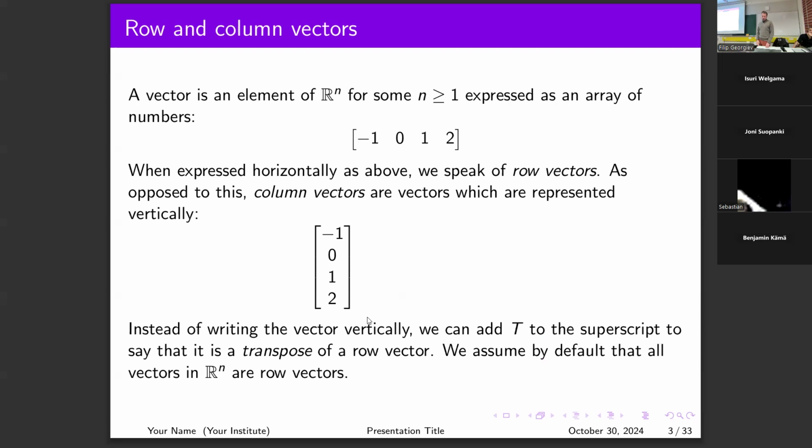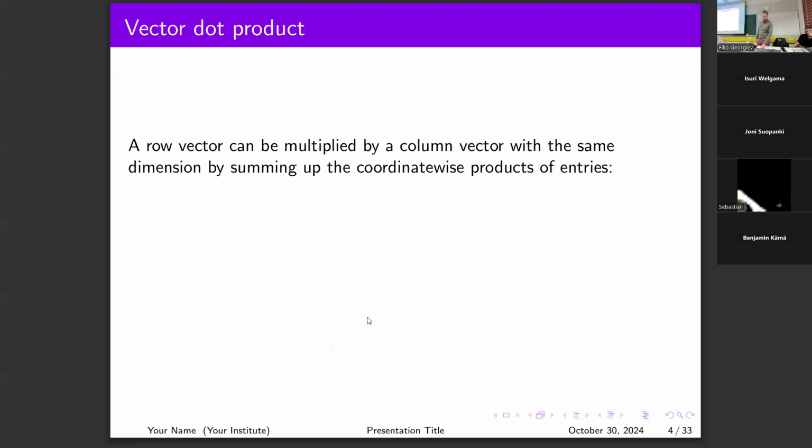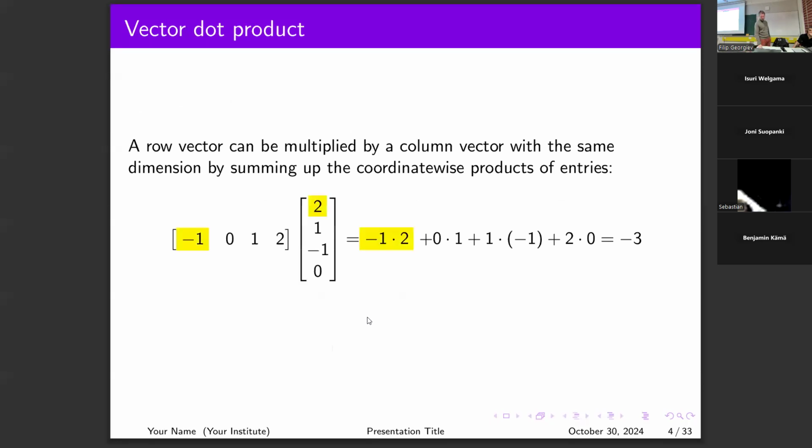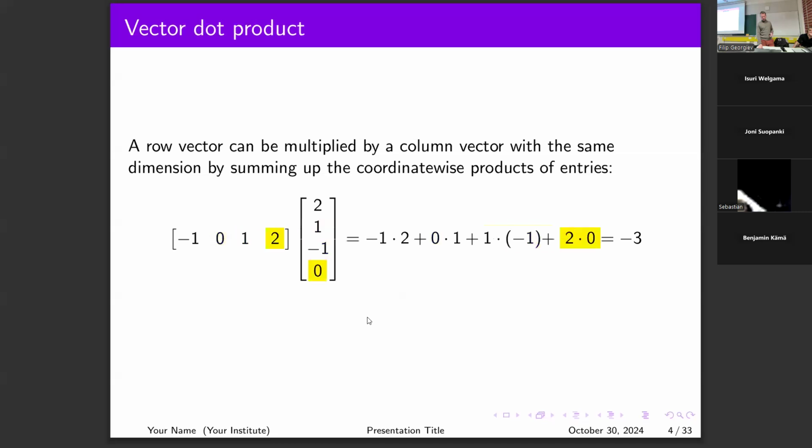And instead of wasting space like this, we can also just put a little t on top, which means that we're looking at the transpose, which is the column version of that. And we will always assume by default that vectors are row vectors. So we will always put the t if we want to transpose it. So, row vectors can be multiplied by a column vector in this way, and this is what we know as a dot product. It goes coordinate-wise. The first coordinates are multiplied, the second ones are multiplied, etc., and then we sum them up to get the answer.